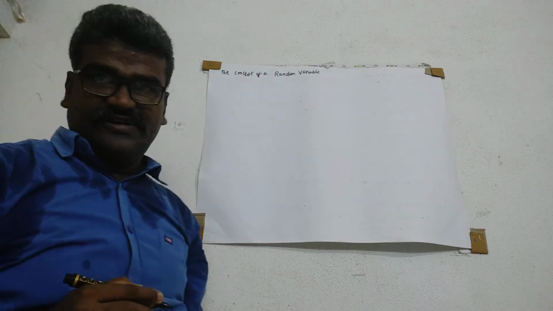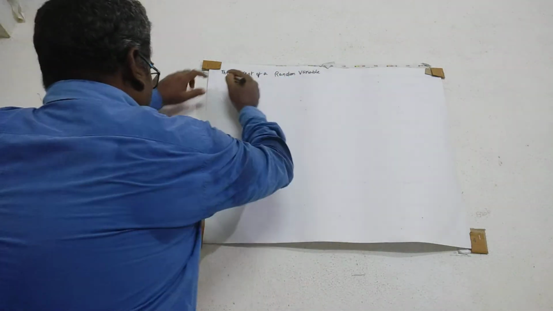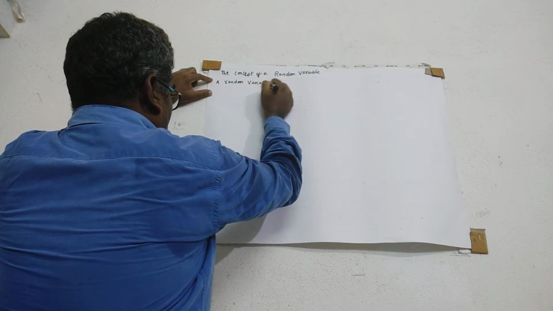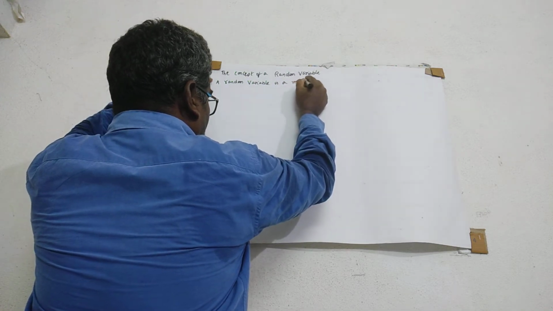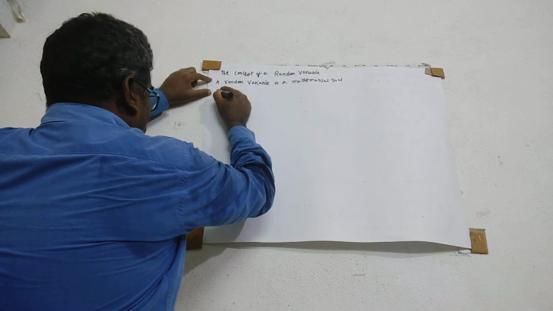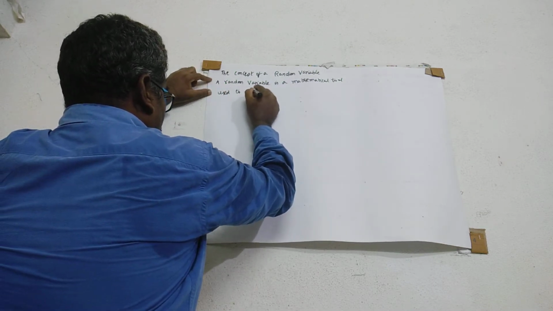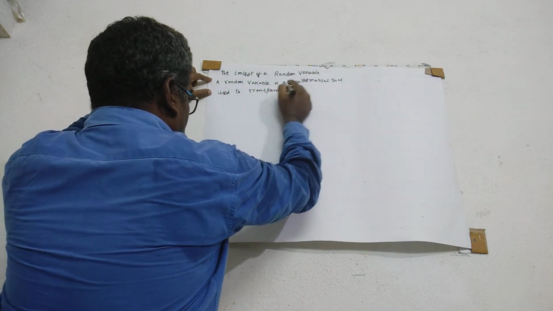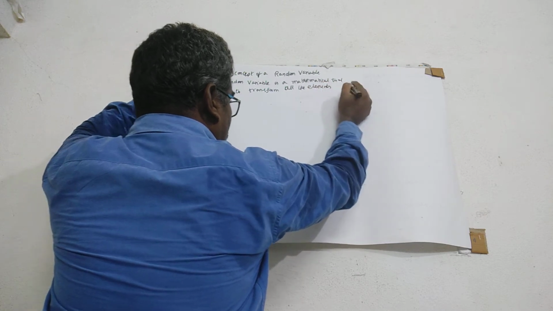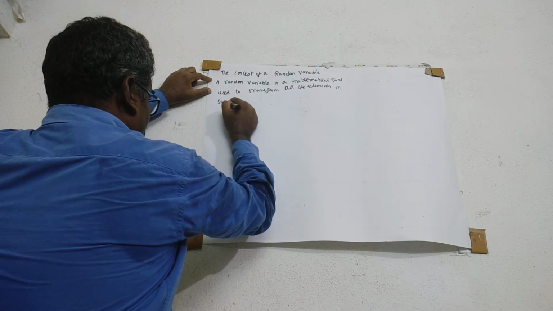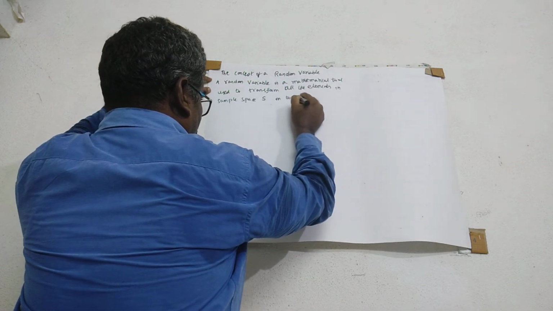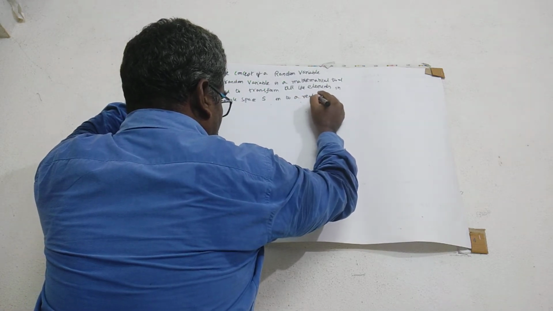Okay, what is a random variable? A random variable is a mathematical tool used to transform all the elements in the sample space S onto a real axis.